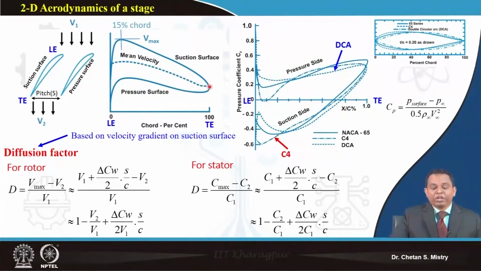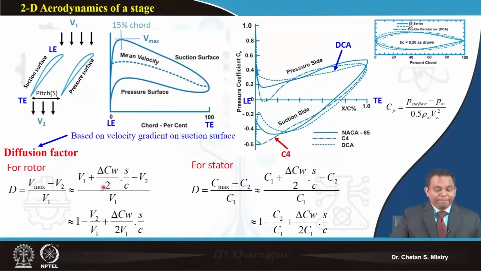Here this is my V2, so the diffusion factor is V maximum minus V2 divided by V1. Then slowly they realized that, rather than using this relation, it depends on the aerodynamics of my arrangement. Here S represents my pitch. You know how far I have placed my blades, or how many blades I have accommodated in a particular distance, that is called my pitch, and then there is my chord.